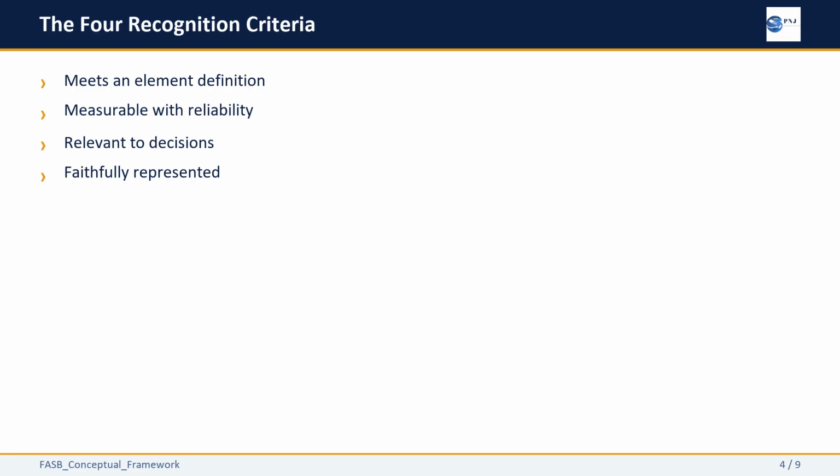Under SFAC 5, an item is recognized only when all 4 criteria are met at the same time. First, it meets the definition of an element. Second, it has a relevant attribute that can be measured with sufficient reliability. Third, the information is relevant, capable of making a difference to a decision. And fourth, it is faithfully represented, complete, neutral, and free from material error. Notice how the qualitative characteristics from the last section reappear here as gatekeepers. All 4 must hold together. Fail any one, and the item does not get recognized, even if it clearly exists.